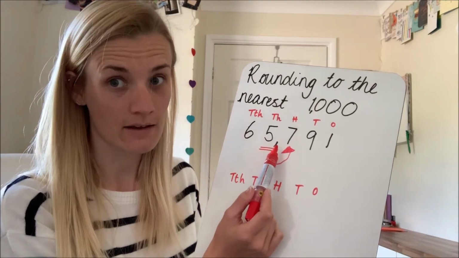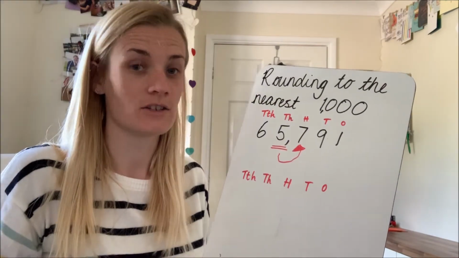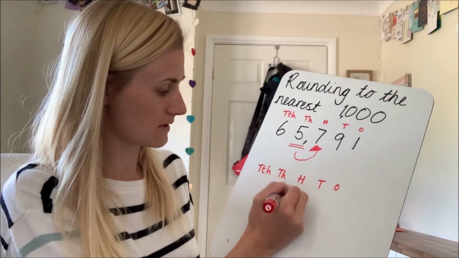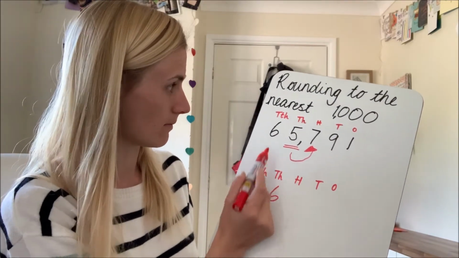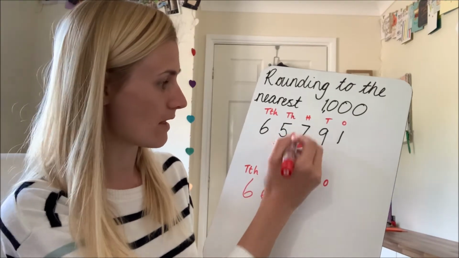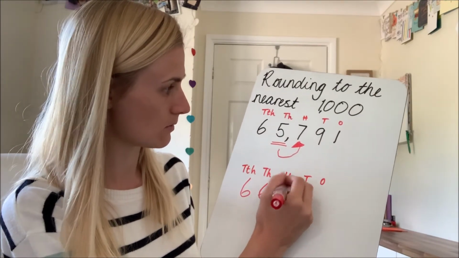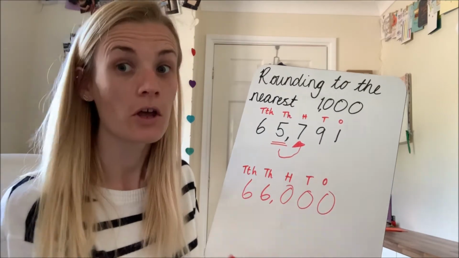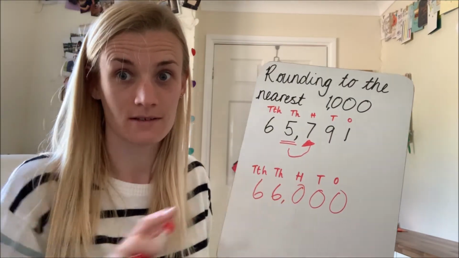So my 5 is now going to go to the next digit up, which is obviously the 6. So that one, in my 10,000 column, is going to stay the same. But then after it, it's going to be all zeros. So I've rounded up to the next thousand.